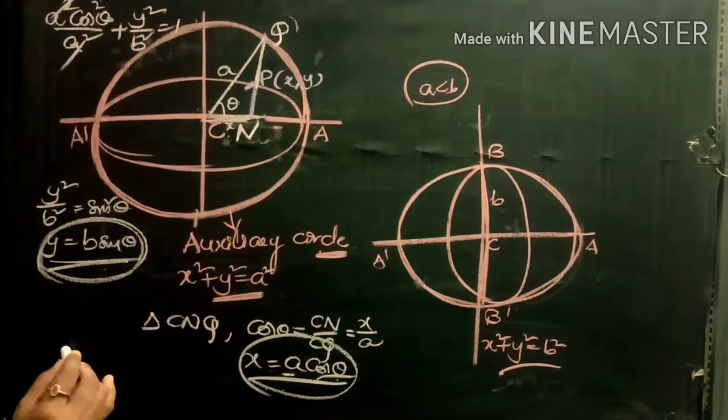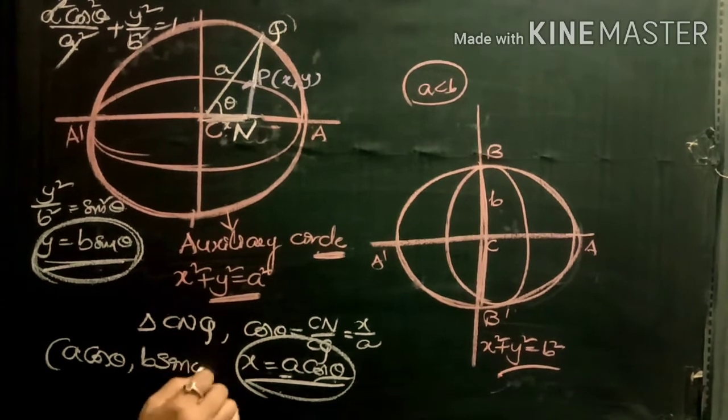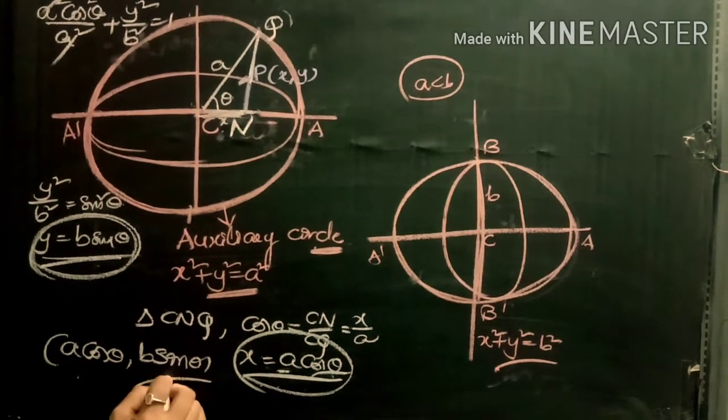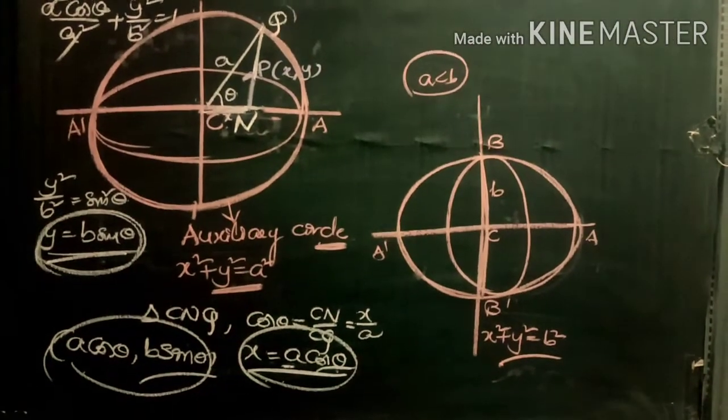And any point on the ellipse is taken in the form a cos theta comma b sin theta. Since these are the parametric equations and this point satisfies the ellipse equation, this is taken as the point on the ellipse.